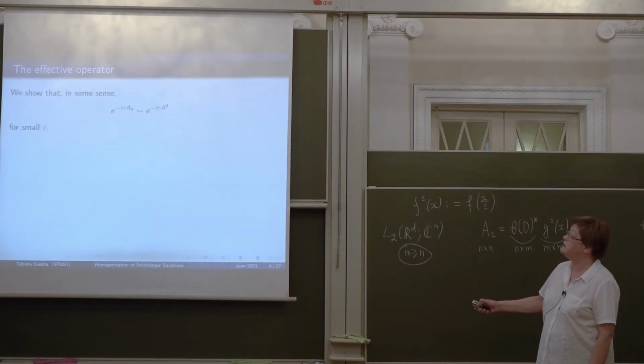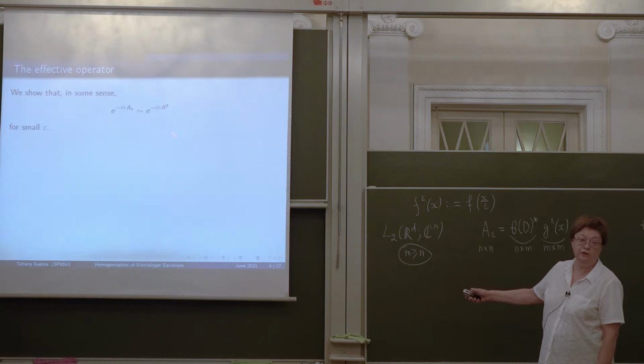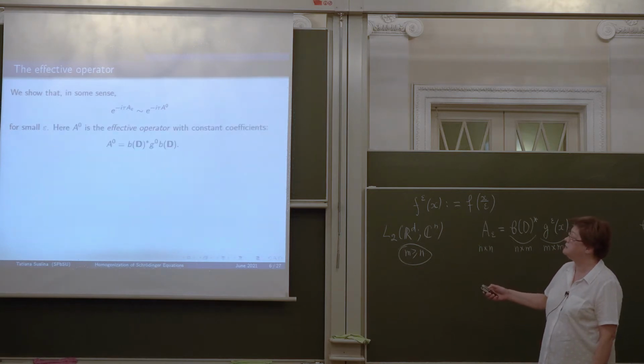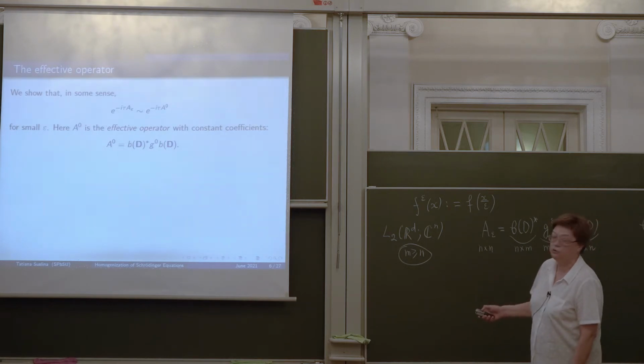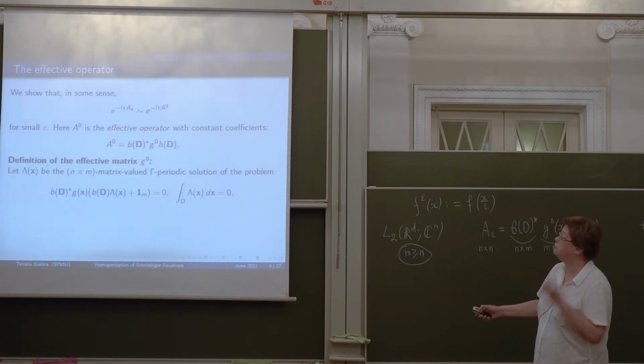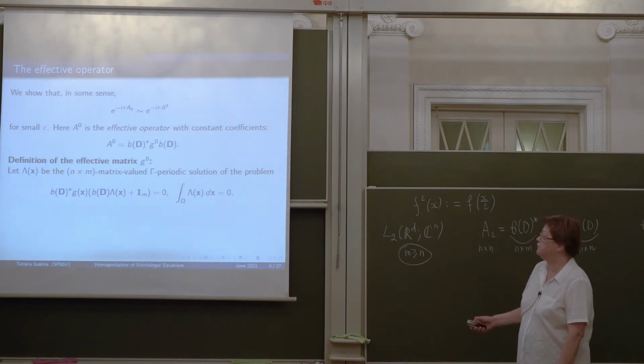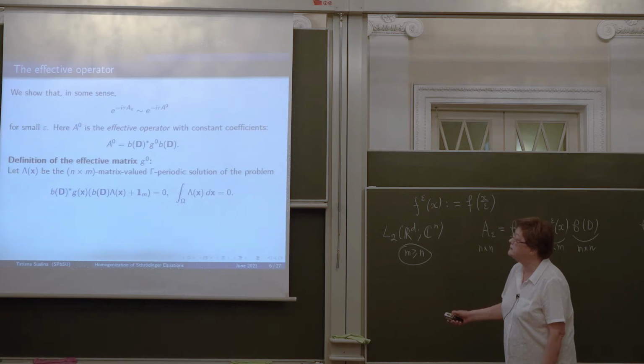We show that in some sense, this exponential behaves like the exponential for the operator A naught, where A naught is the so-called effective operator. It is also given in such factorized form, but now G naught is a constant matrix, which is called the effective matrix. And we recall the definition of G naught. This definition, of course, is well known in homogenization theory, but it is non-trivial.